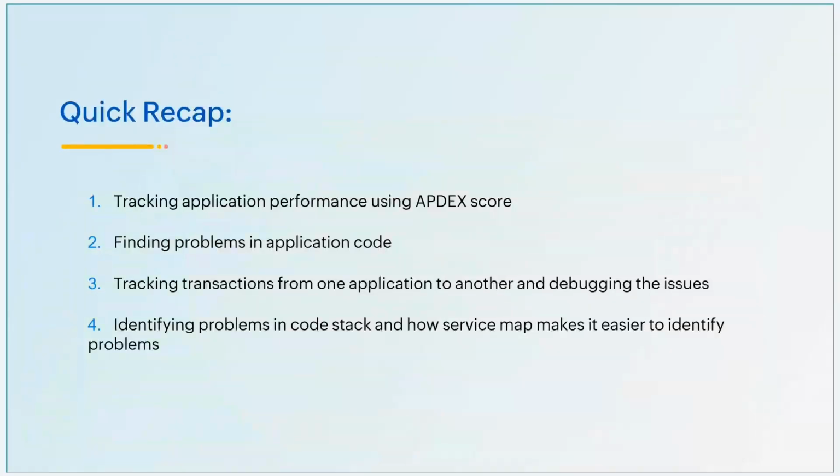So this brings us to the end of the training session. Let us have a quick recap of what we have discussed. Tracking the application performance using the APDEX score, finding the problems in the application code, tracking the transactions from one application to another and debugging their issues, identifying the problem in a code stack, and how the service map makes it easier to identify the problems.